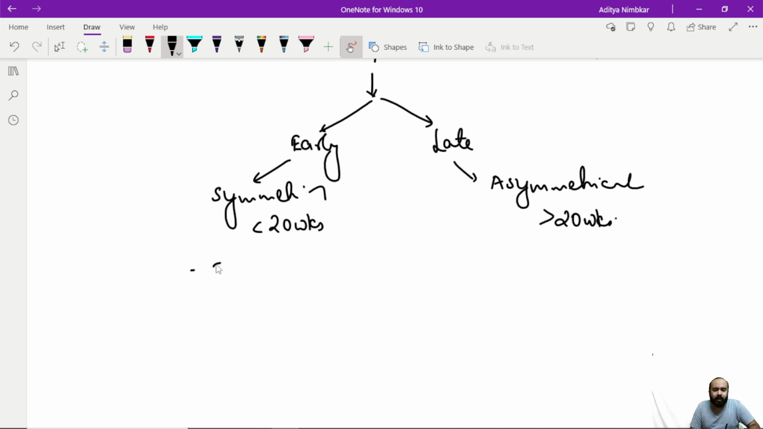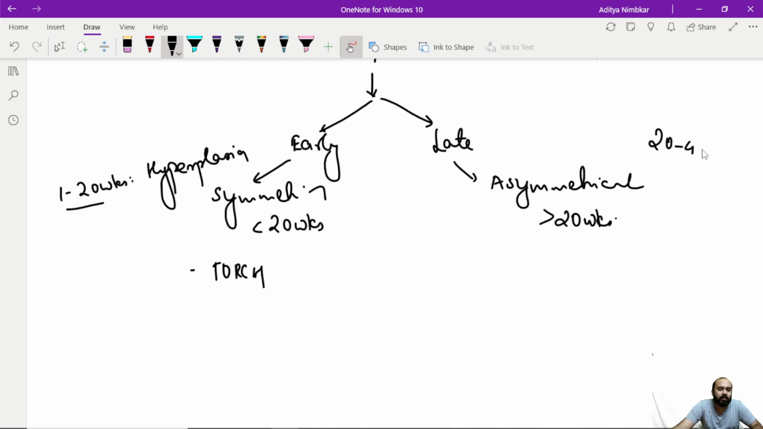The first one is intrauterine infections, especially torch infections. So torch infections are an important cause of symmetrical IUGR. Now why? During the first 20 weeks, there is formation of new cells, or what I also want to call hyperplasia, that goes on. Whereas from 20 to 40 weeks of gestation, there is more of hypertrophy than hyperplasia. So basically in the first 20 weeks there is an increase in the number of cells, whereas in the next 20 weeks or the second half of pregnancy there is an increase in size of cells.